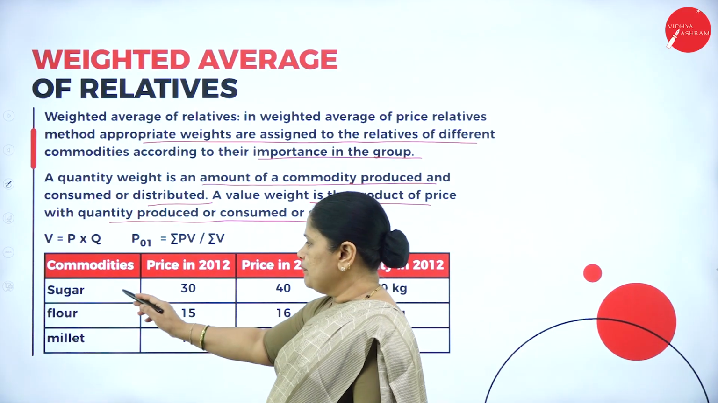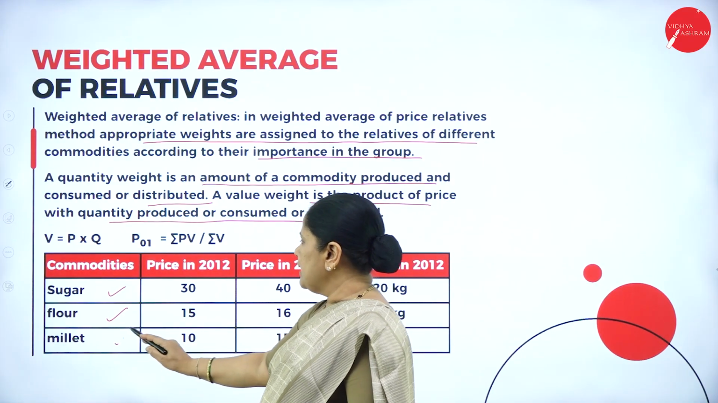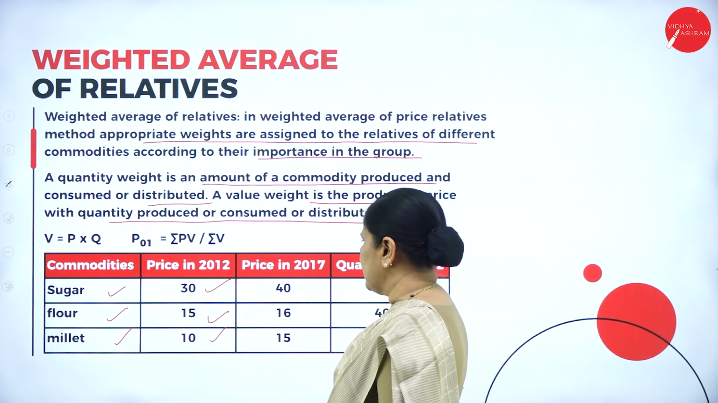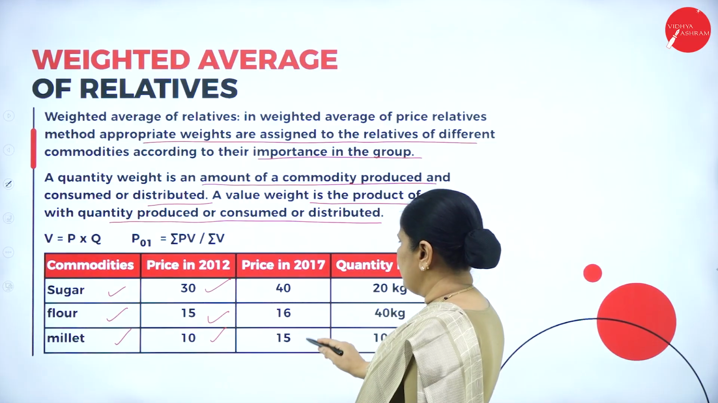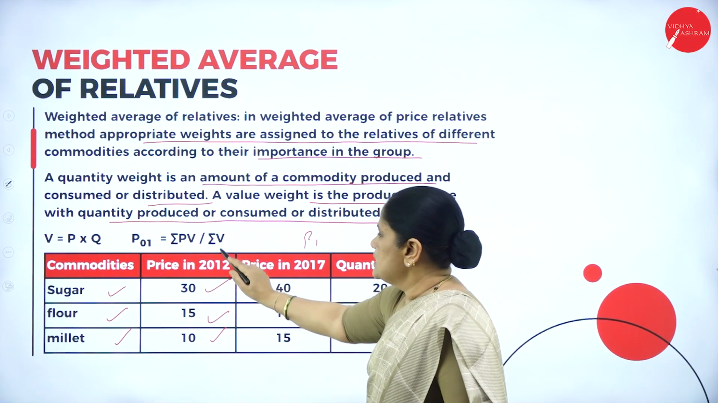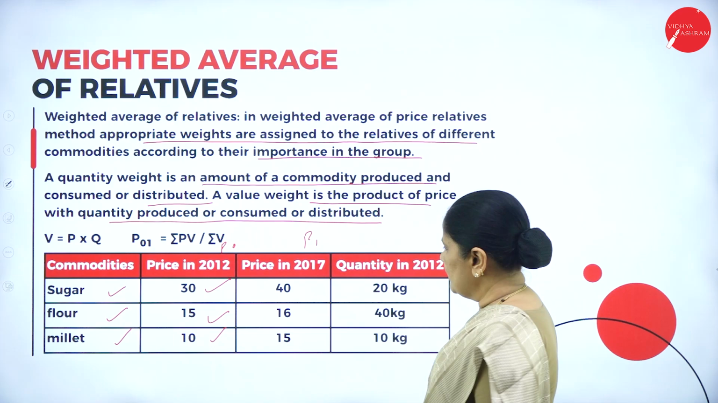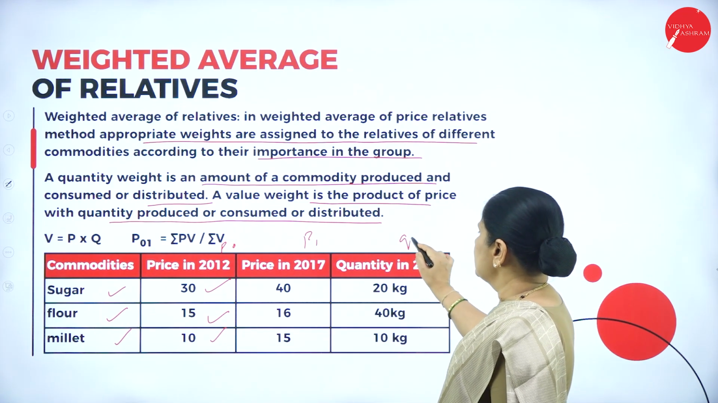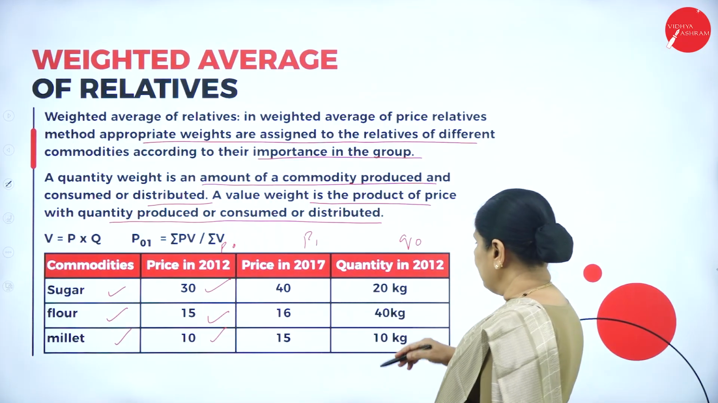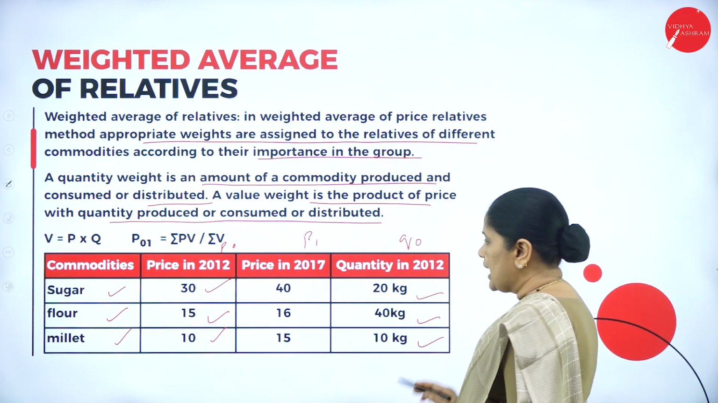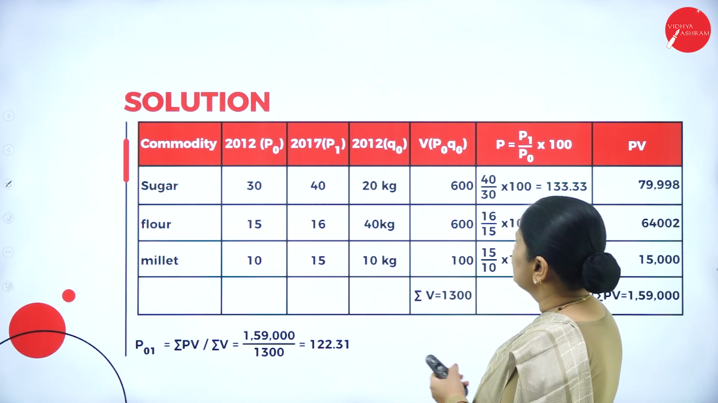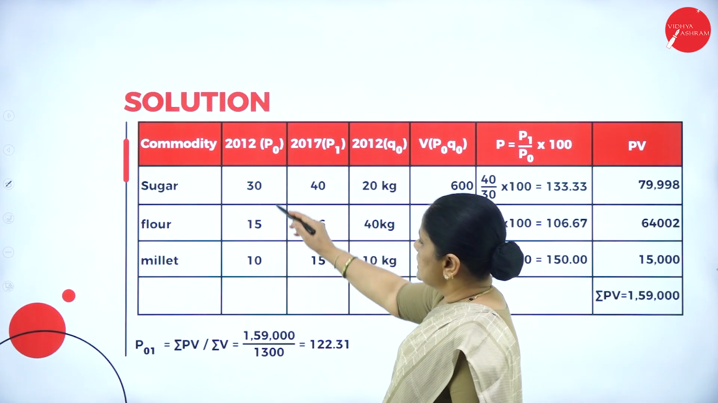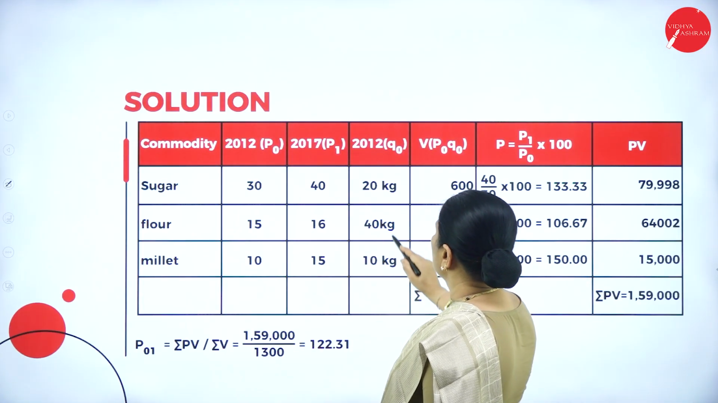So we have three commodities here, sugar, flour and millet, and we have the price in 2012 as 30, 15 and 10. And in the year 2017, that is P1, and this is P0. So it will be 40, 16 and 15. And Q0, the quantity in the base year, is 20 kg, 40 kg and 10 kg. So we have the solution table here. This is the P0 column, P1 column, Q0 column.